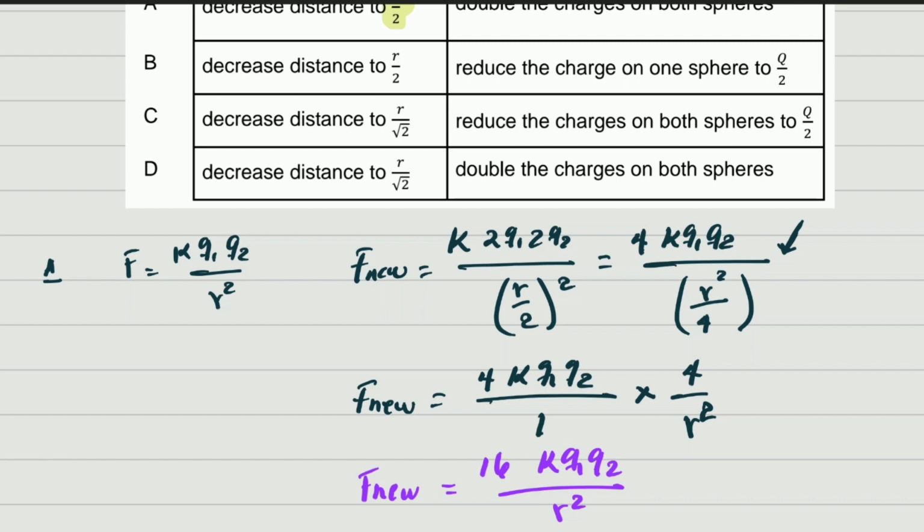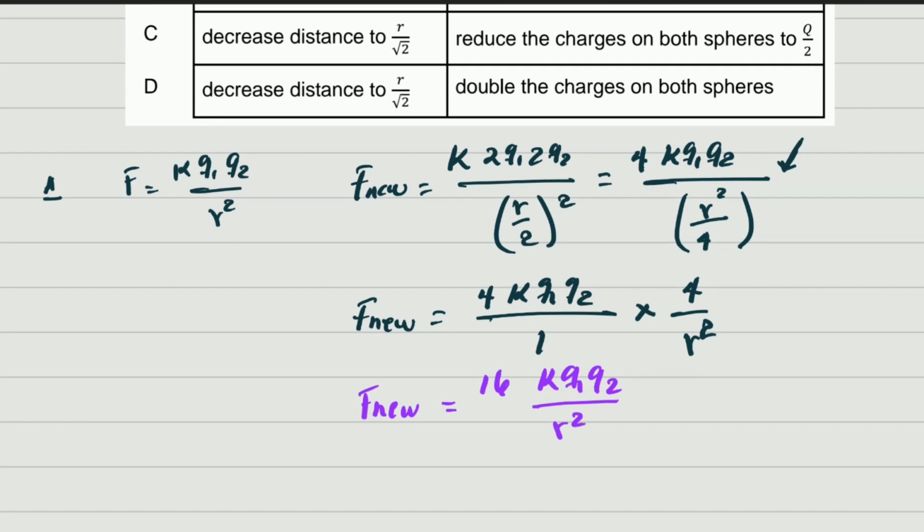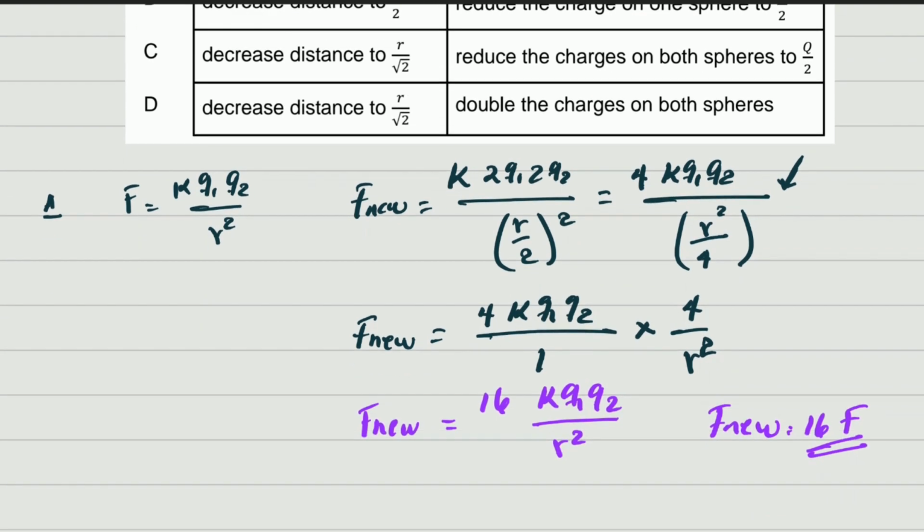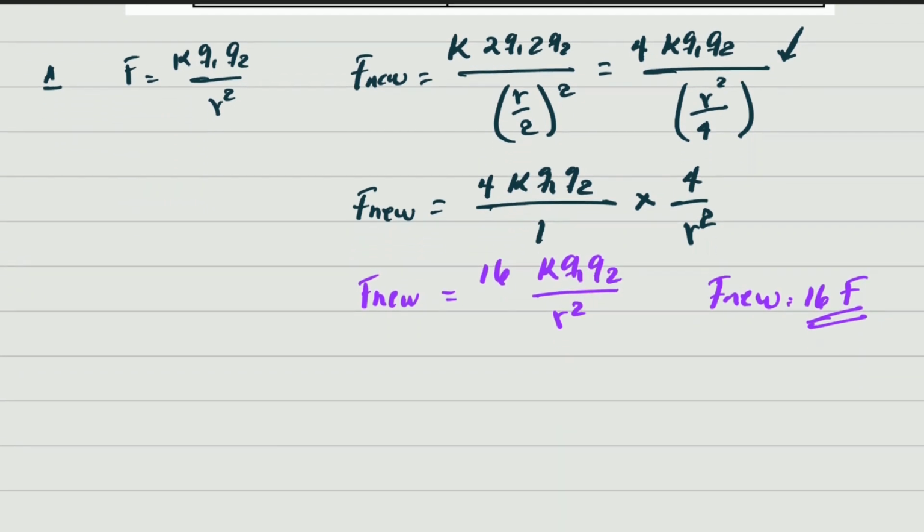And if we organize and take the 16 out, and we read the question now, the new force is going to be 16 times bigger than the initial force, and the question is double. So A is not an answer. Now you are going to keep doing the same procedure for each of them. So let's go and try to do it for B.